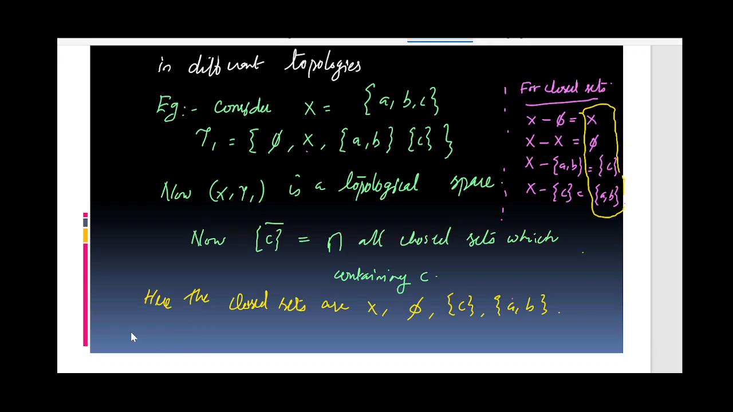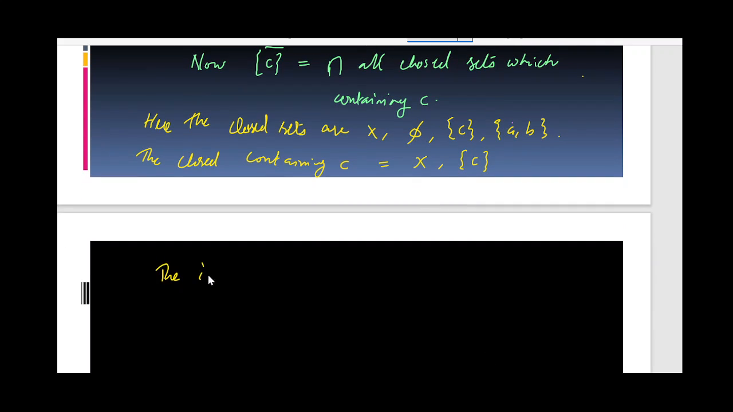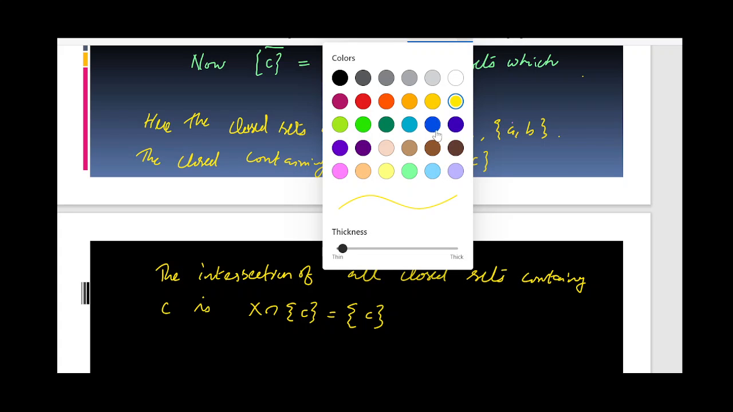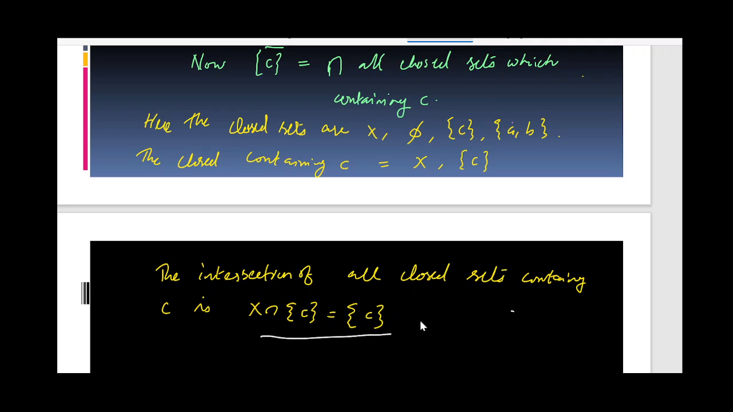Now you take the closed sets containing C. What are they? One is X and another one is singleton {c}. Now take the intersection of all closed sets containing C: X intersection {c}. So that is nothing but your set {c}. Am I right? So here the closure of {c} is {c} itself. So this is our first answer.